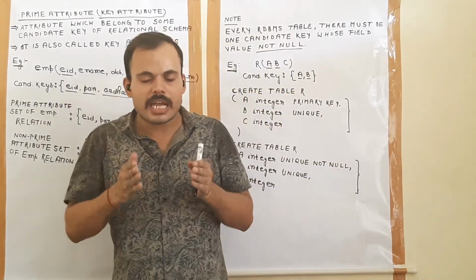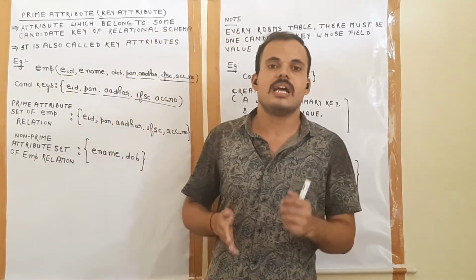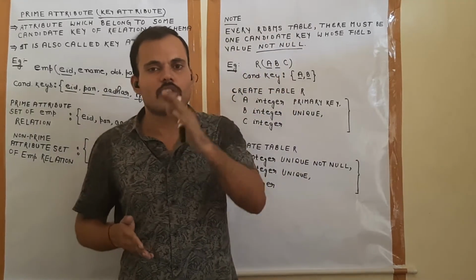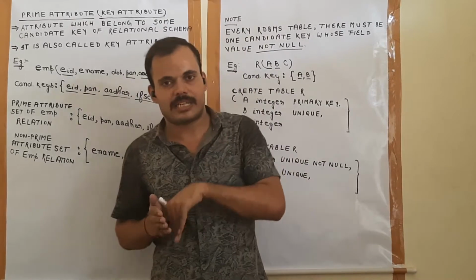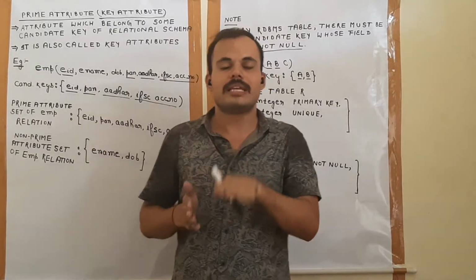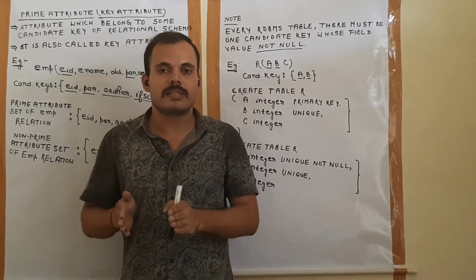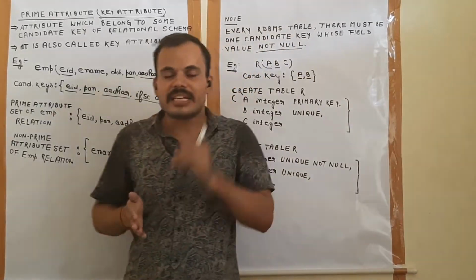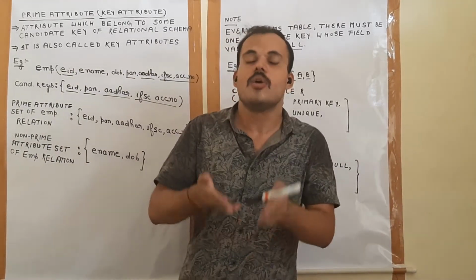Means if in a table there is a primary key, then there is a candidate key whose field value is not null. Primary key means what? Primary key is a candidate key whose field values are not allowed nulls. Means if there is a primary key in a table, there is a candidate key in the table whose field values are not allowed nulls.